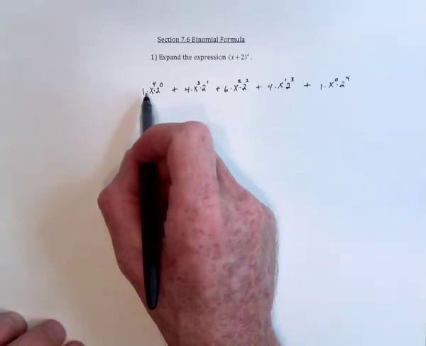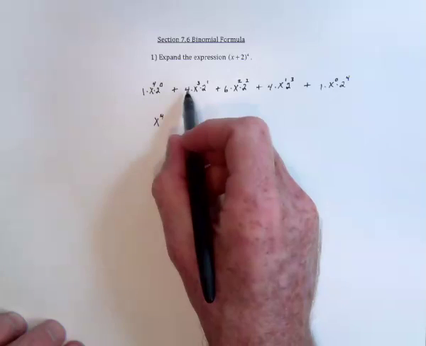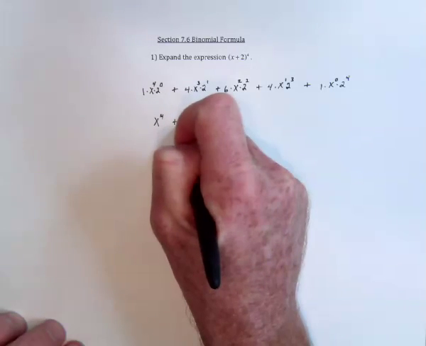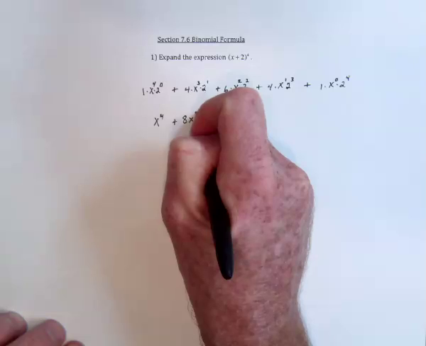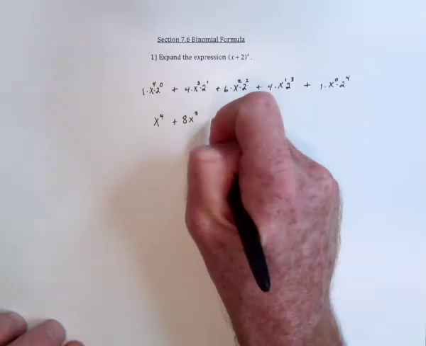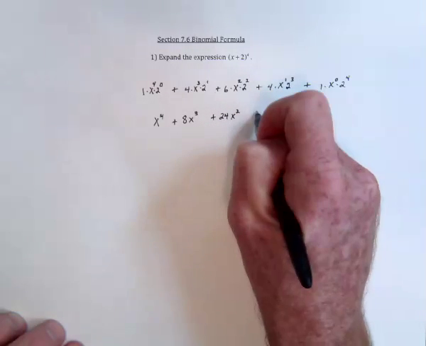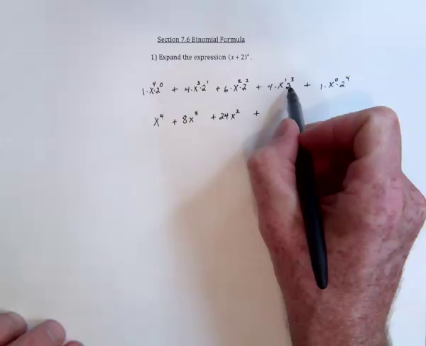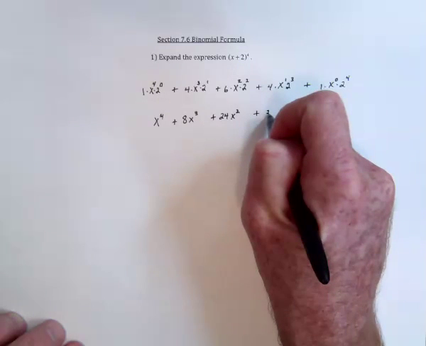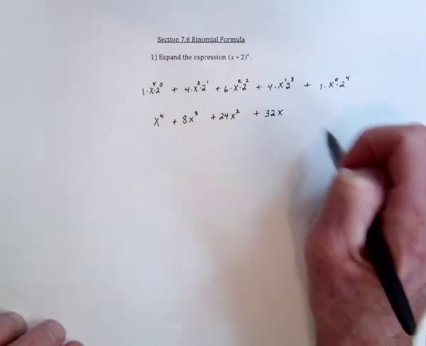So this is a 1, that's a 1, so we begin with x to the 4. And then we've got an 8, x to the 3. Let's see, a 6 times 4 is 24, x squared. And then an 8 times 4 is 32, for x.